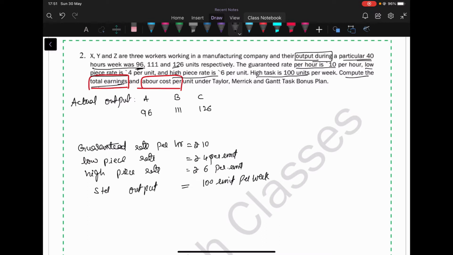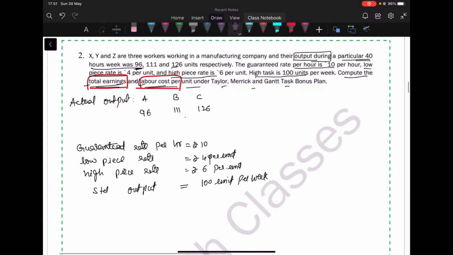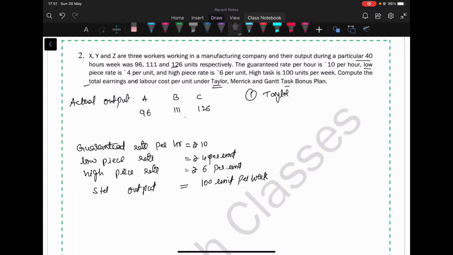Compute the total earnings and labor cost per unit. Labor cost per unit we need to find out, and the total earnings of the employees X, Y and Z under the 3 methods given below. Right, one by one we will see. First method, I will write the formula for the first method, that is Taylor's.